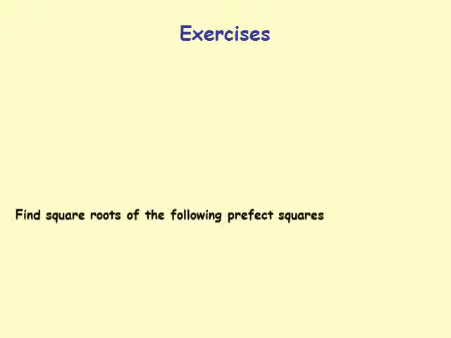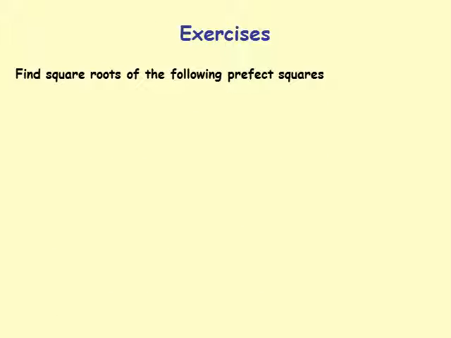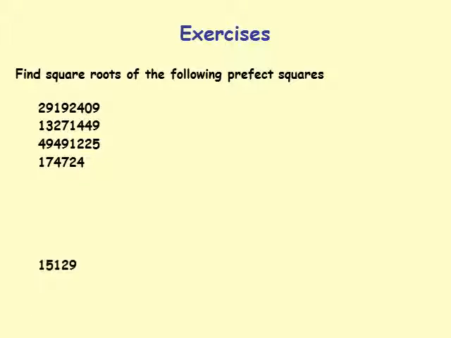Okay, so we can do some exercises here. Find square root of the following perfect squares. Note that any number in here you can assume they are perfect squares. Okay, first number is 29192409. Next is 13271449. Next 49491225. Next 174724, and some more.